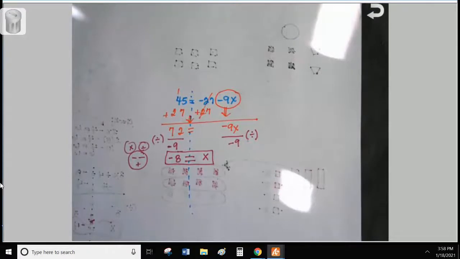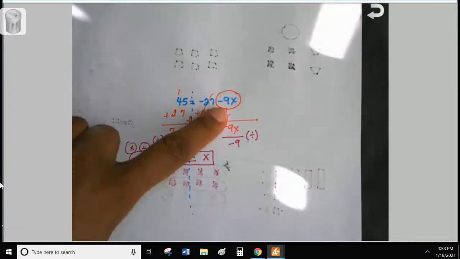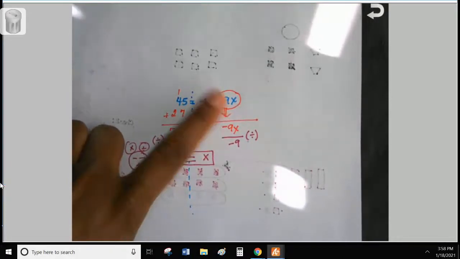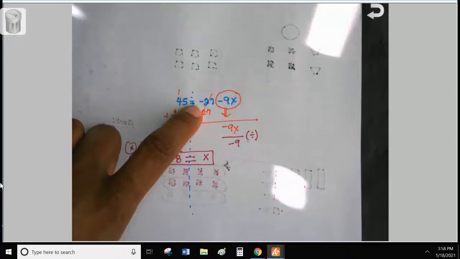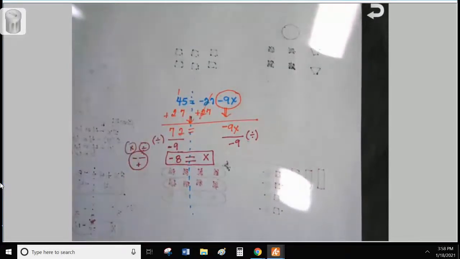And you could go through and check this. I could see that if I have negative 8 and a negative 9, that will give me a positive 72. And then a positive 72 minus 27 will give me a positive 45. So that is correct.